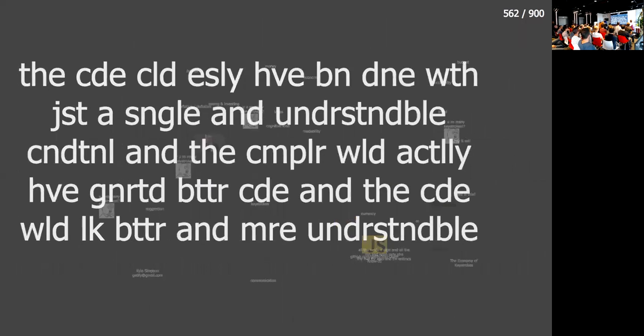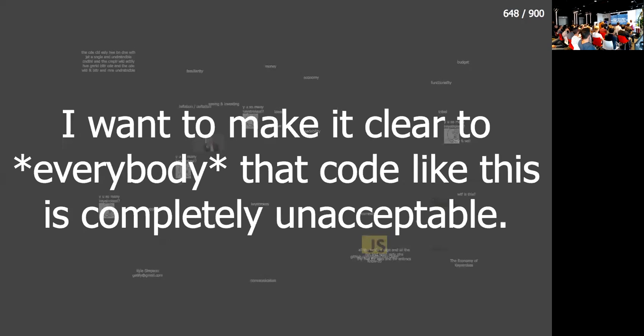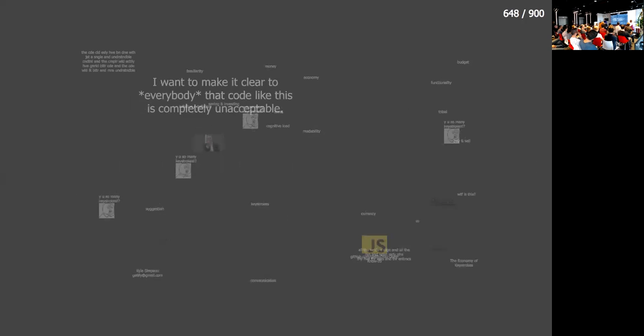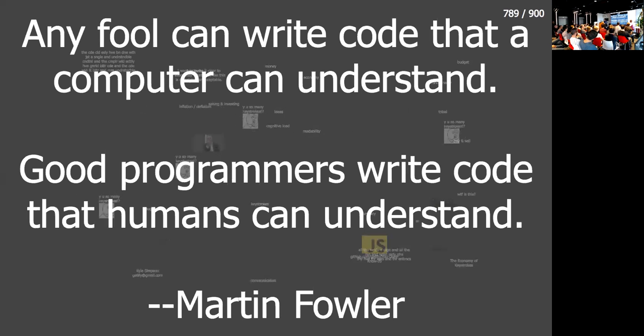But he goes on to say, "I want to make it clear to everybody that code like this is completely unacceptable." Isn't that interesting? Because somebody who we would normally think is all about making it hyper fast and efficient as possible, what was his concern? His concern was that it is unacceptable that somebody would put their own cleverness above the greater need of code being readable and understandable. Another way of putting it, as Martin Fowler did: any fool can write code that a computer can understand, but good programmers write code that humans can understand.